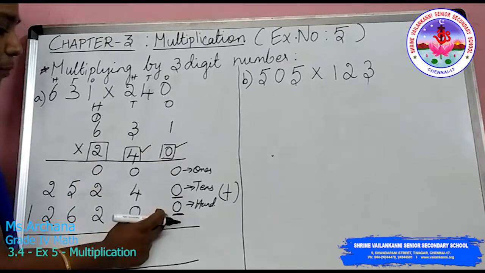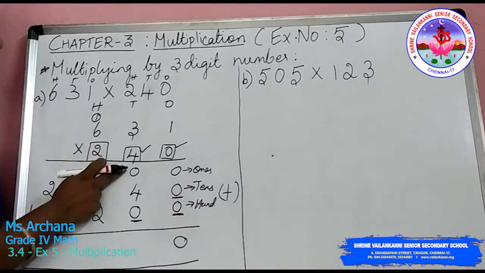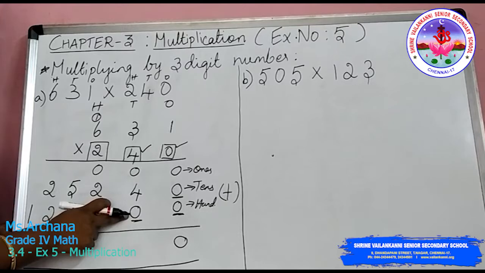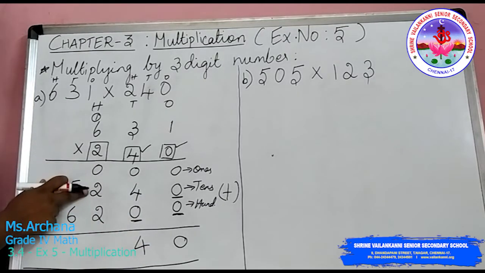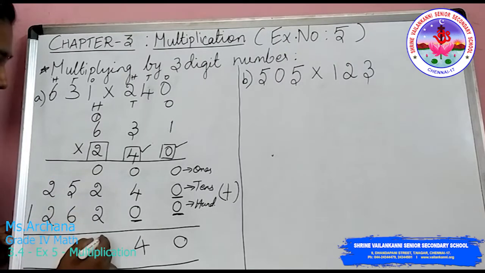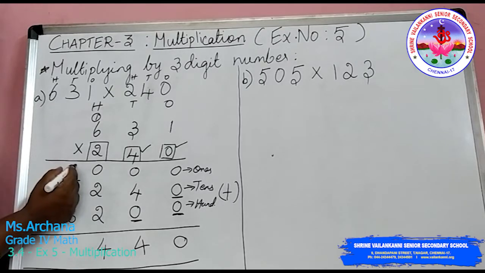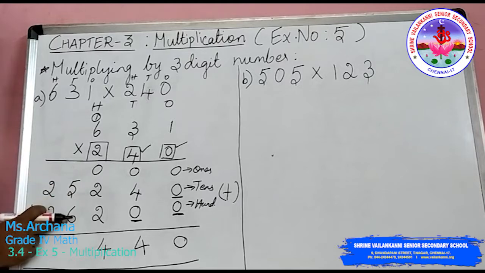Start adding from the ones place. 0 plus 0 plus 0 gives 0. 0 plus 4 gives 4. 4 plus 0 gives again 4. Next, 0 plus 2 gives 2. 2 plus 2 gives 4. Here above we don't have any value, that means it is 0. So here there are 5 and 6.